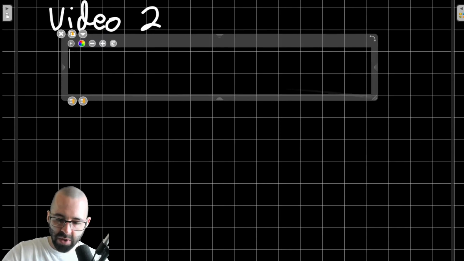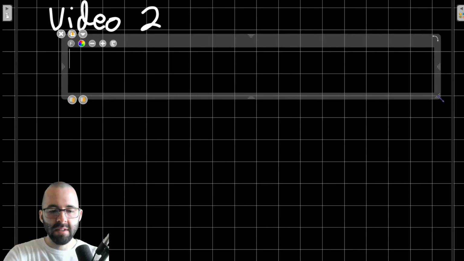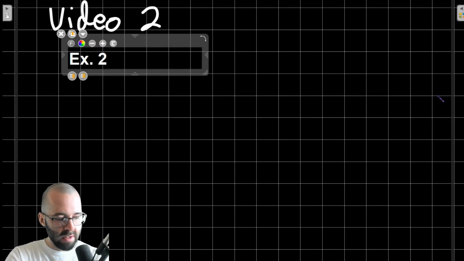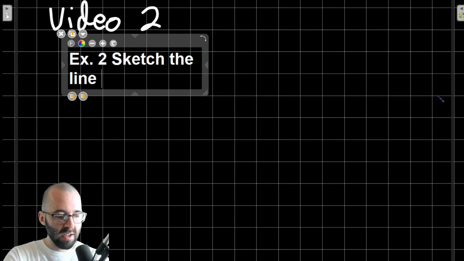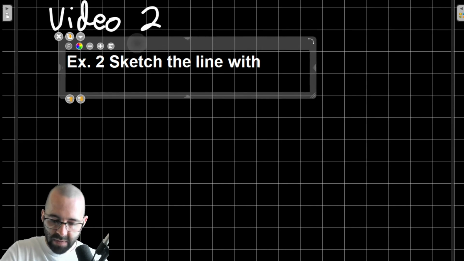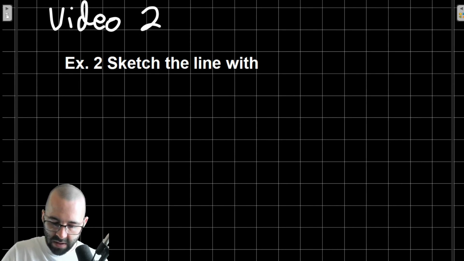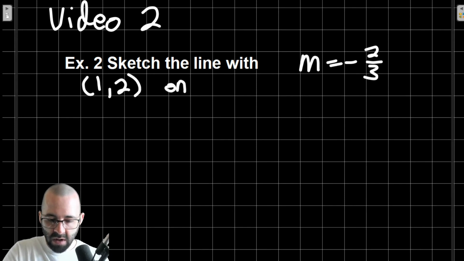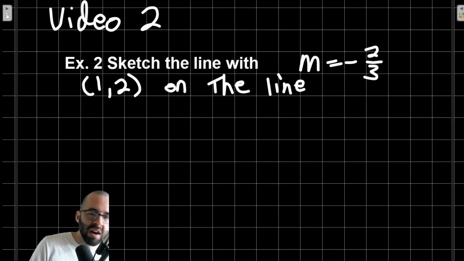Okay, so for this first one, what I want you to do is sketch. It'll be example 2 actually. Sketch the line with the following things. Sketch a line with slope equals negative 2/3, and the point (1, 2) is on the line. All right, so this is where if you have graph paper, you're going to want to bring it out.